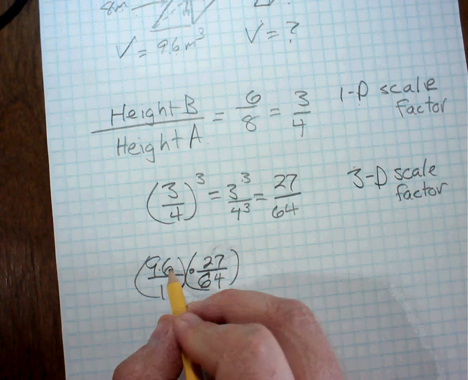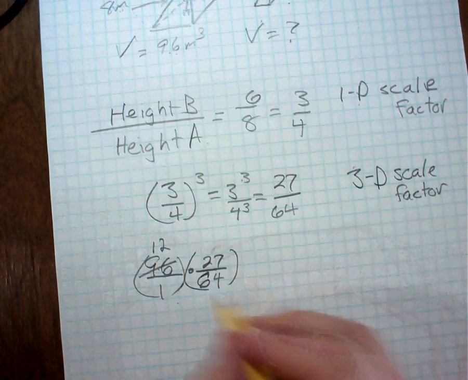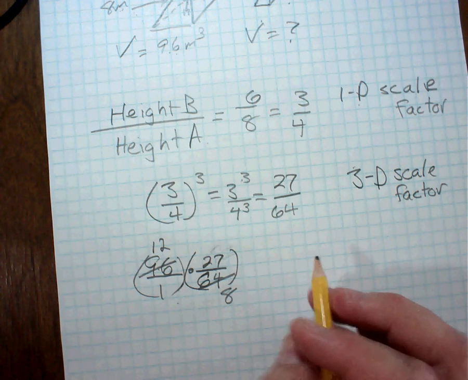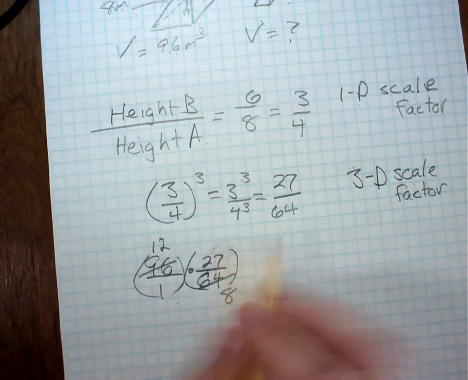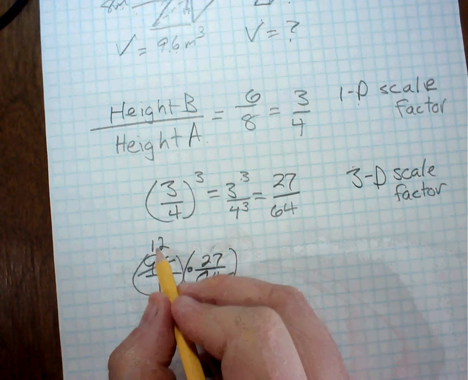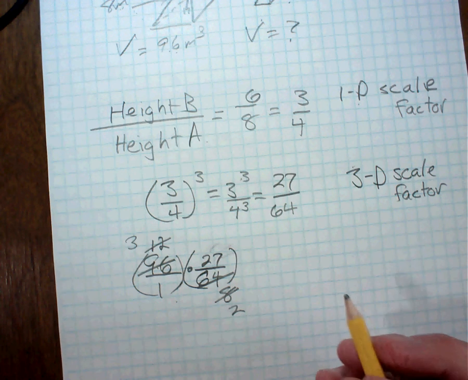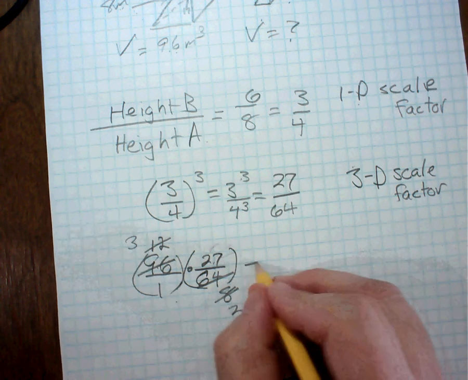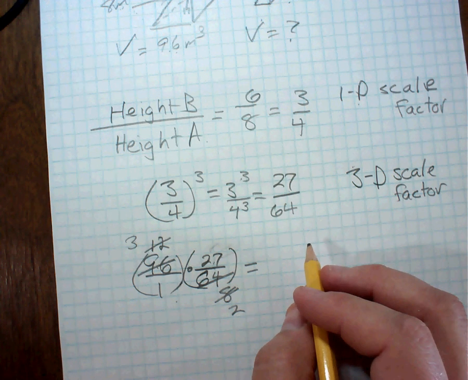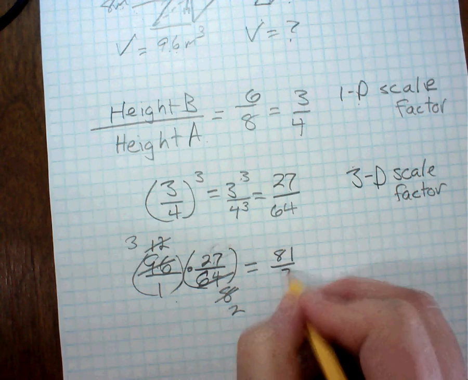So if I divide 96 by 8, that goes into this 12 times. If I divide 64 by 8, it goes into it 8 times. Okay? So then if I look and I see that 12 can also be reduced some more. So 12 divided by 4 is 3, and 8 divided by 4 is 2. Okay? So then 3 times 27 is just going to be 60 plus 21, which should be like 81 over 2.